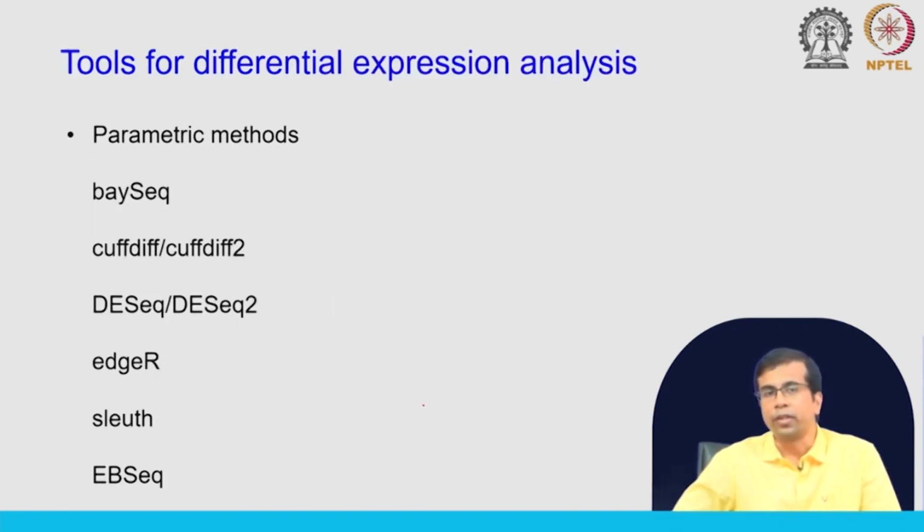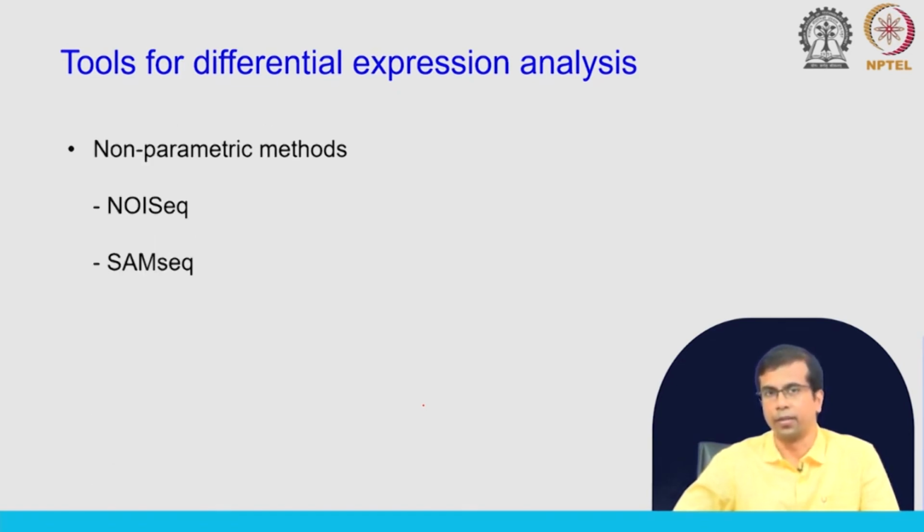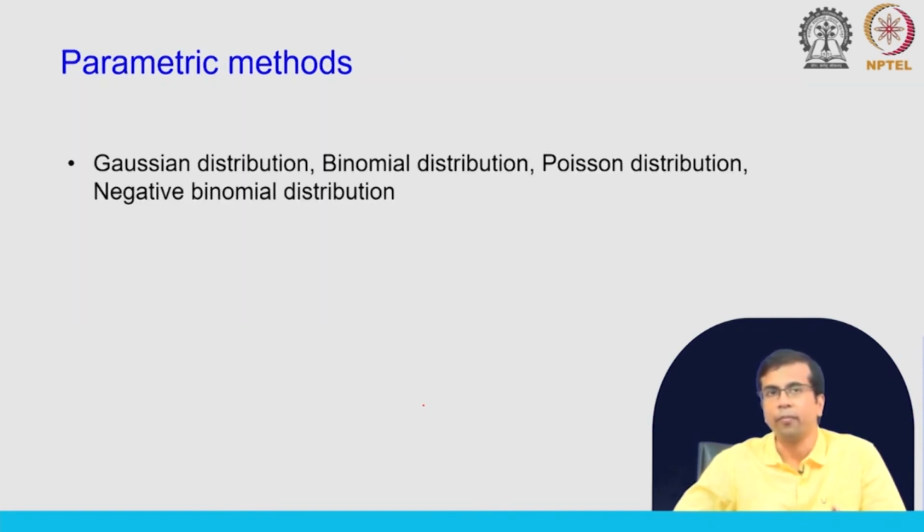Here are some tools that use these parametric methods. Again, this is a list, and there are probably even more tools that you can use. Some of them I have mentioned earlier, for example, Cuffdiff. Then you have BaySeq, we have DESeq and DESeq2, we have edgeR, Sleuth and EBSeq. Out of these, I'll discuss a couple in more detail. Then on the non-parametric side, you have NOISeq and SAMseq. Of course, we will not go into all these tools, I will just mention some of them.